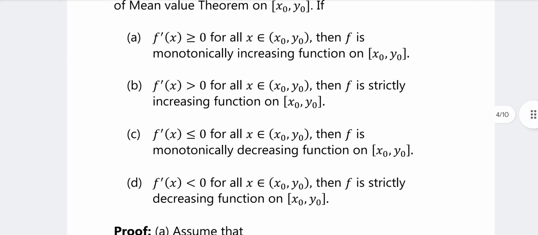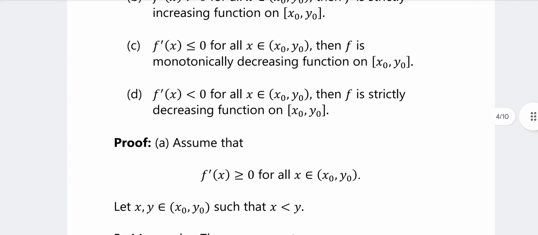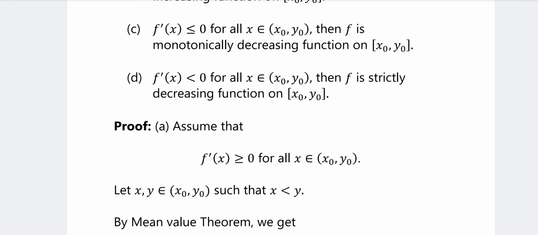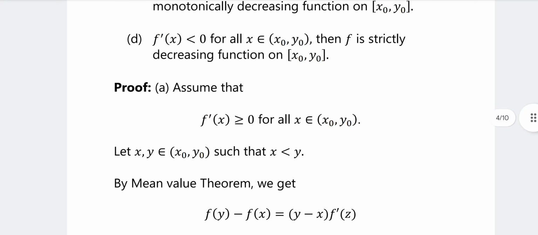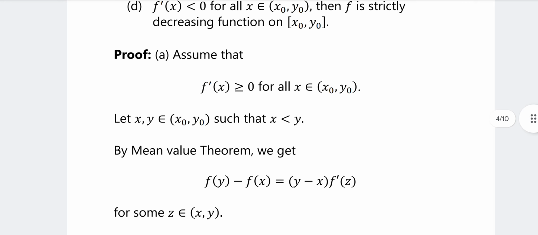Okay, so the derivative of f is non-negative. We are taking two points in the open interval (x naught, y naught) such that x is less than y. Now by the mean value theorem, we can write f(y) minus f(x) equals f dash of z multiplied by (y minus x), for some z in between x and y.